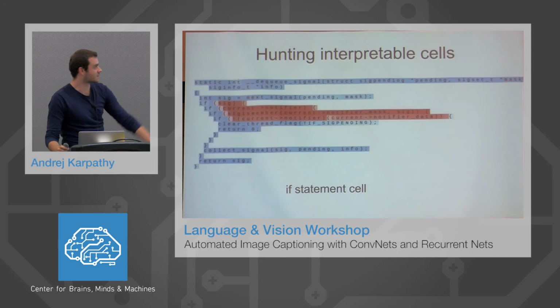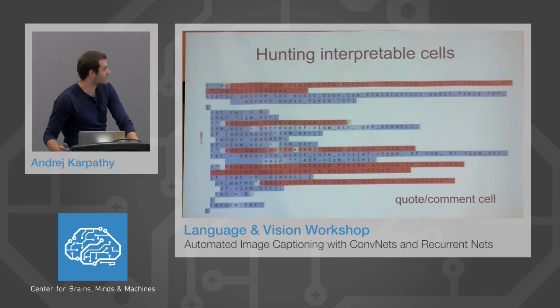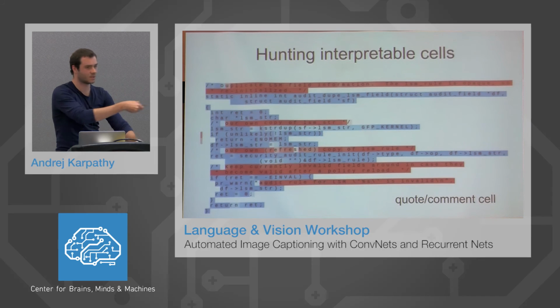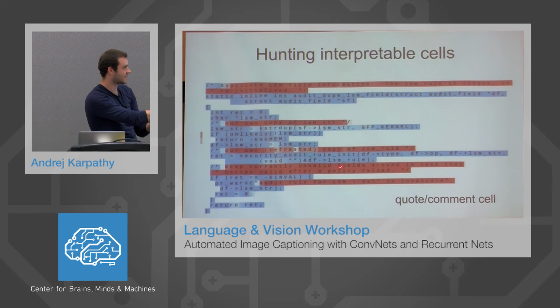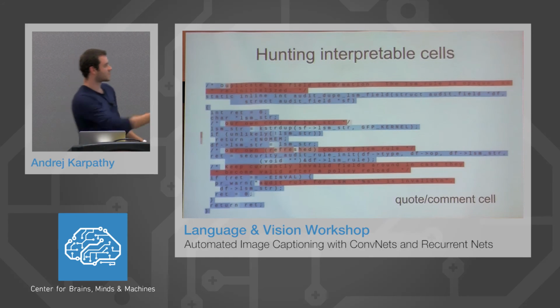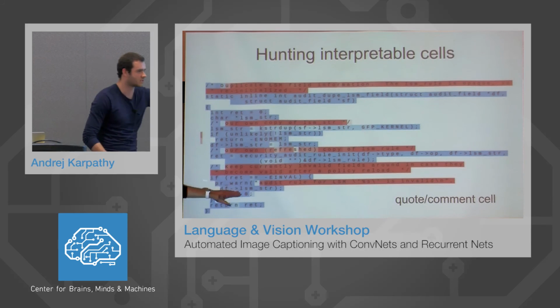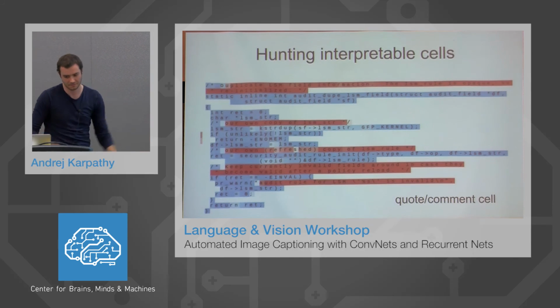Another type of cell we found turns on inside if statements quite robustly. And this is for Linux. There are cells that turn on inside quotes and also comments, and turn off everywhere else. So the LSTM can use these cells to know whether or not it's just writing out text or if it's actually coding. By the way, there are also cells for just quotes, and just comments but not quotes. This one also responds to quotes.